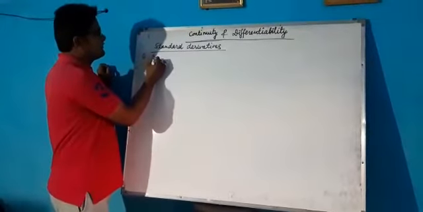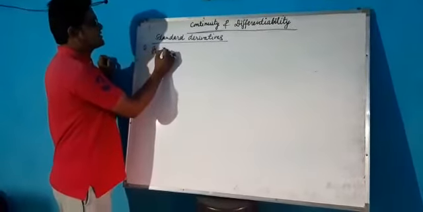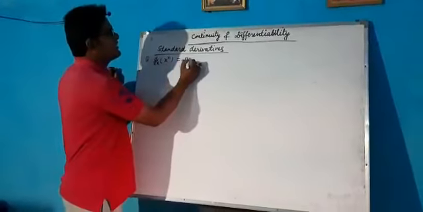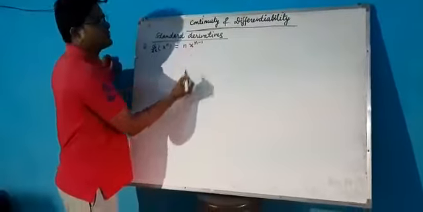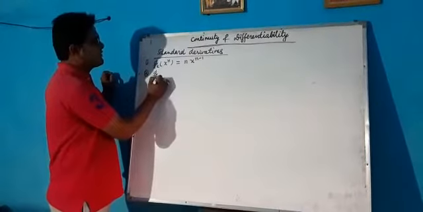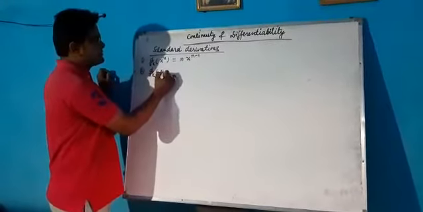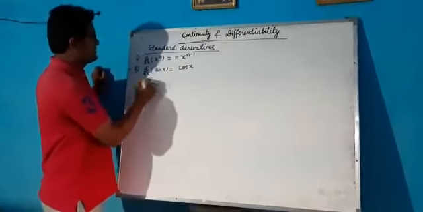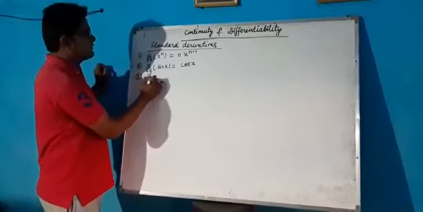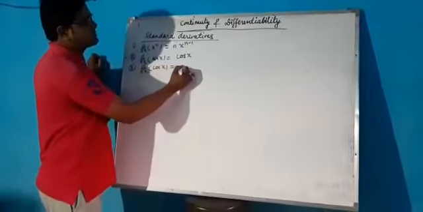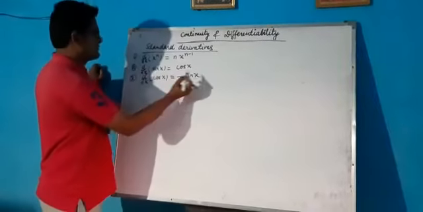First is the derivative of an algebraic function, x to the power n. It is known as the power function. Its derivative is n x to the power n minus 1. Second, derivative of a trigonometric function, the sine function of x. Its derivative is cos x. Derivative of the cosine function of x, cos x, is minus sin x.